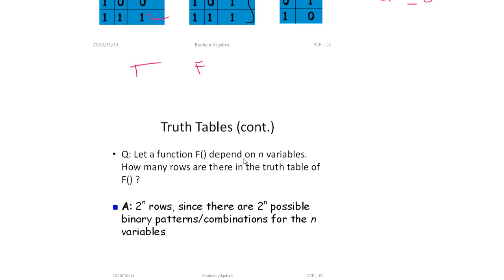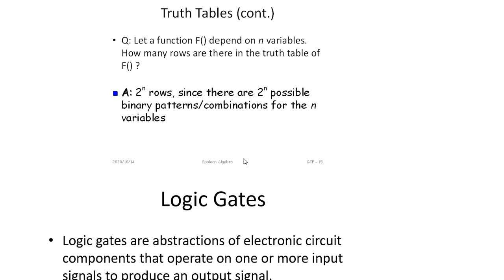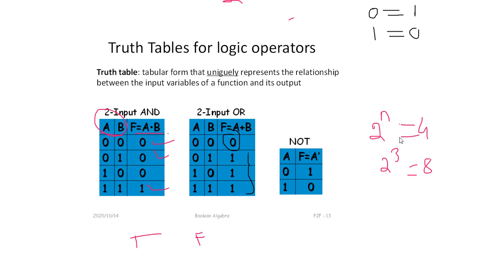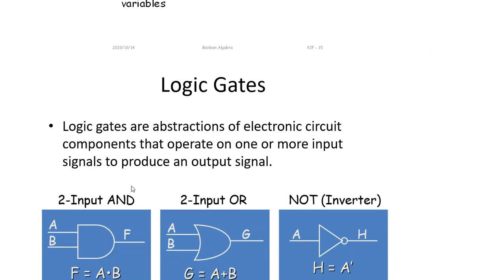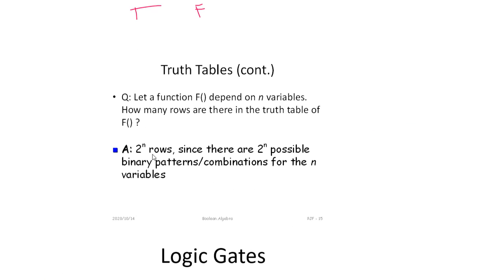As I told, there is a question here. A function depends on n variables. How many rows are there in the truth table of function f? I explained here, 2 to the power n. Whatever the number of variables, that many combinations you will get. Combinations in the sense, these are the rows: one row, second row, third row, fourth row, like that. The answer is also given here: 2 to the power n rows, since there are 2 to the power n possible binary patterns.